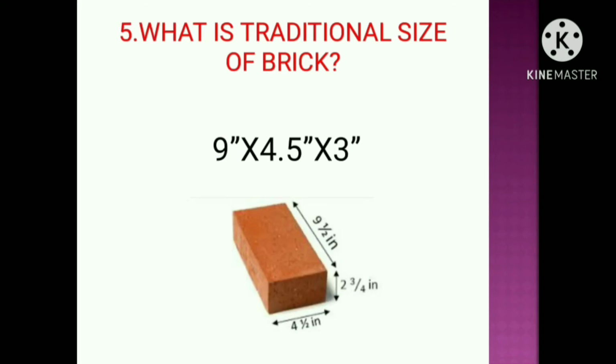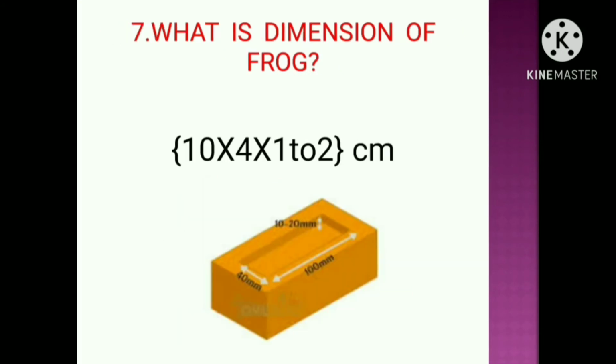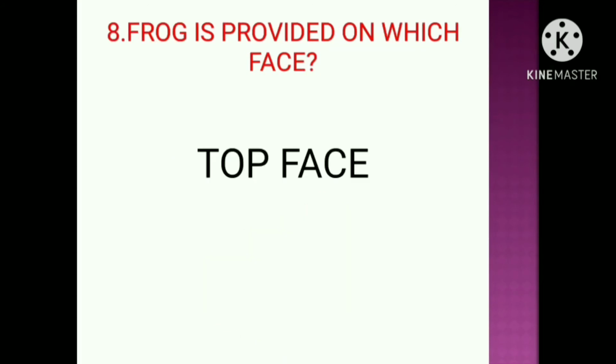Then what is traditional size of a brick? So it is 9 inches by 4.5 inches by 3 inches. What is conventional size of a brick? It is 23 by 11.4 by 7.6 centimeter. What is dimension of a frog? 10 by 4 by 1 to 2 centimeters. Frog is provided on which face? So it is provided on top face of a brick.